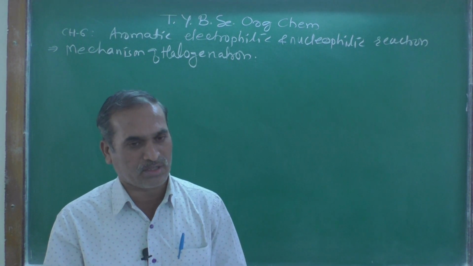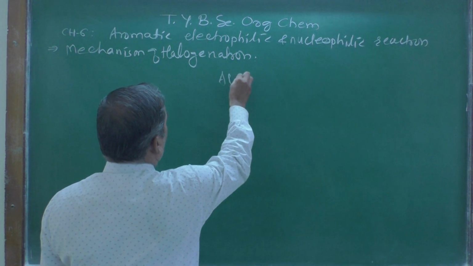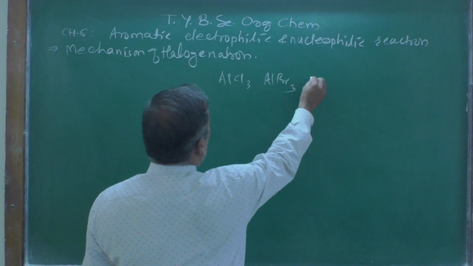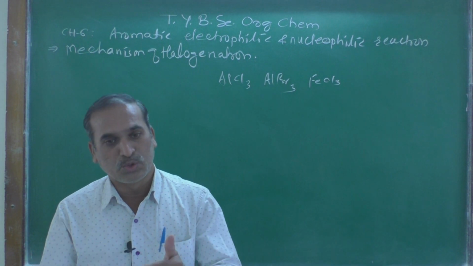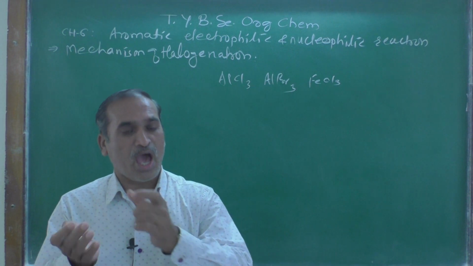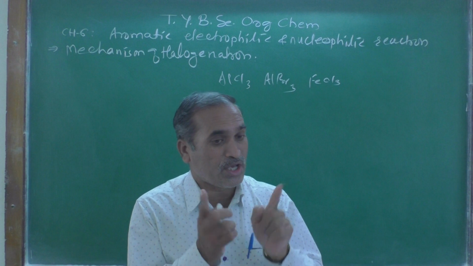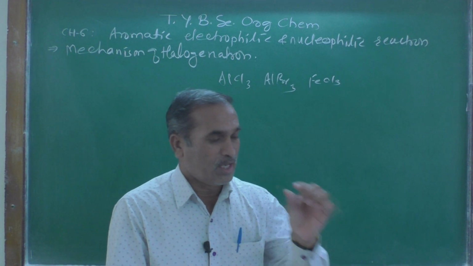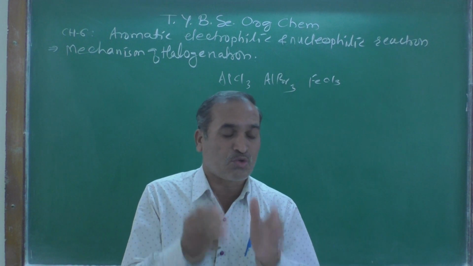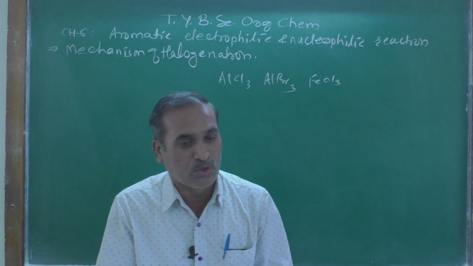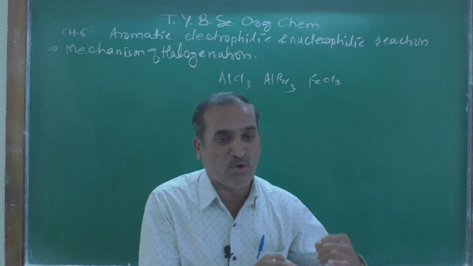In this halogenation reaction, mainly Lewis acids such as AlCl3 or AlBr3 or FeCl3 or Fe are used. And what is the role of that? What is their primary role in the electrophilic reaction? To polarize. Their primary role in the reaction is to polarize the halogen molecule to produce the electrophilic halogen atom. So that is the main role they are playing here.